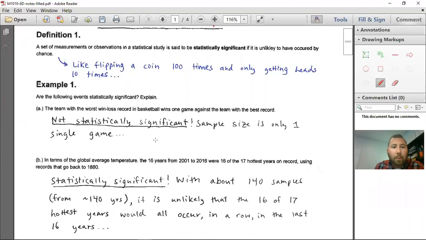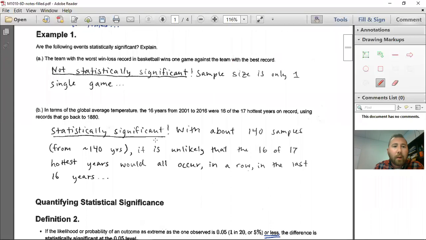Okay, but let's go to an example from the book, so I don't have to just keep using my imagination here. Are the following events statistically significant? Explain. The team with the worst win-loss record in basketball wins one game against the team with the best record. I would say that's not statistically significant. The sample size is a single game.